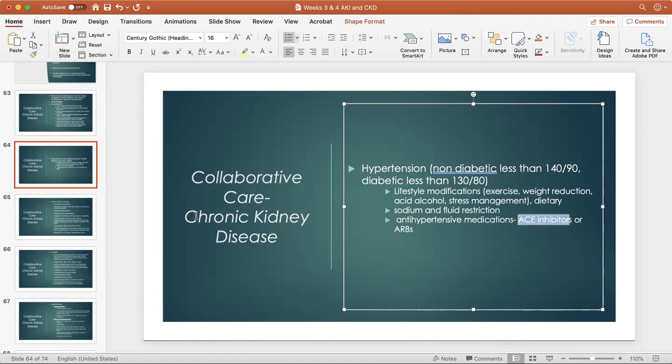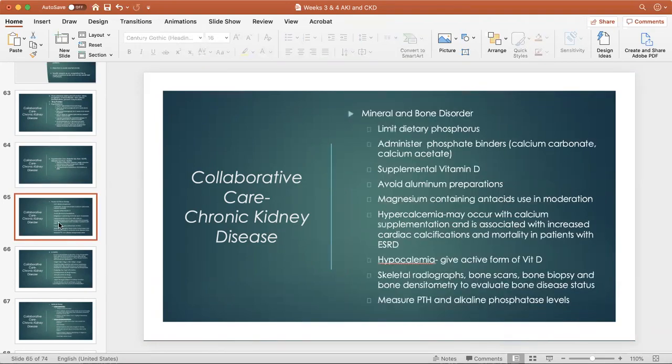And I will move on to bone disorders. We talked about why you would have a bone disorder, right? Because of the relationship between vitamin D and calcium and so on. So we're going to limit the intake of phosphorus because we're going to have hyperphosphatemia. We don't want that. A phosphate binder will bind the phosphate to the calcium, right? And then when the calcium is excreted, the phosphorus will come with it. Supplemental vitamin D, we've talked about why that is.